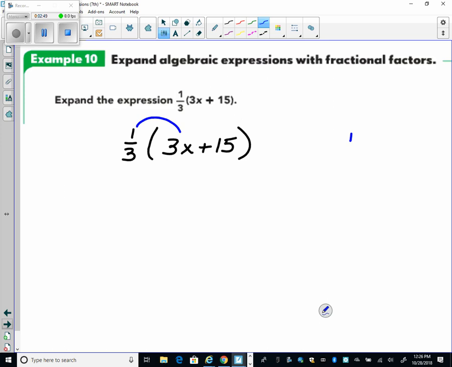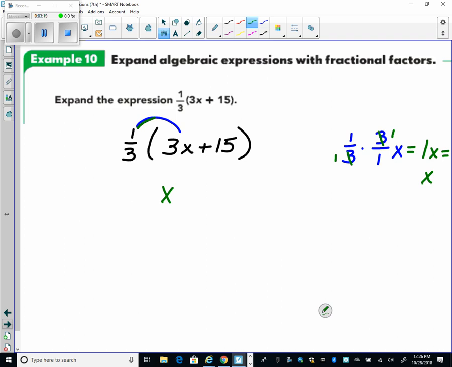So again, we said 1/3 times 3x. Now notice 3 is a whole number. We learned several weeks ago, over a couple months ago, to put a number over 1 to put it into fraction form. Notice in this case then, my 3's can cancel each other out. So this is going to simplify to 1x, or just simply x. So 1/3 times 3x leaves us with x.